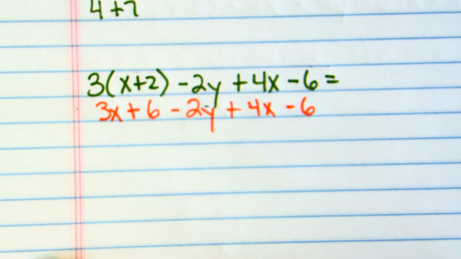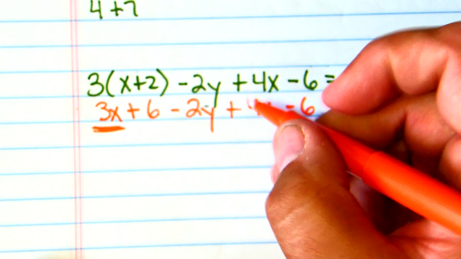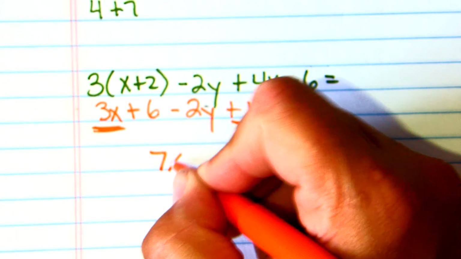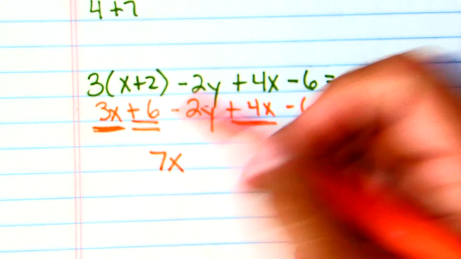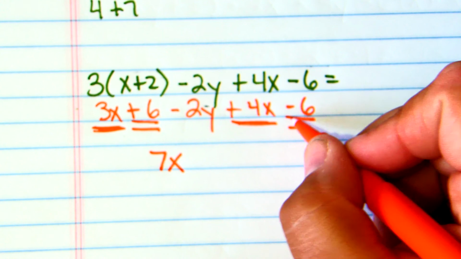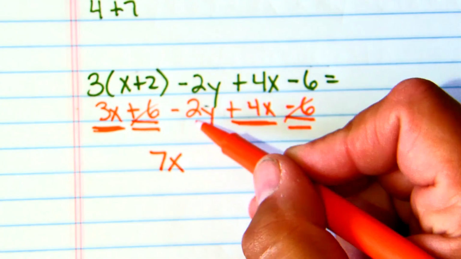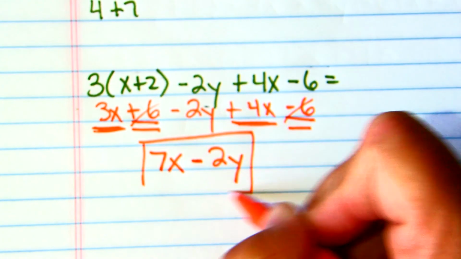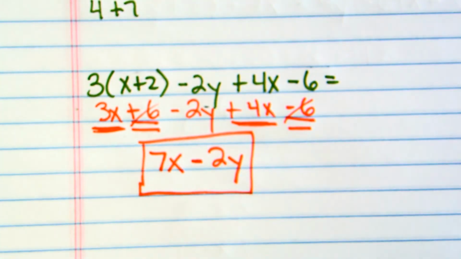Now I'm going to go through and combine like terms. 3x obviously goes with 4x. Add those together results in a 7x. Positive 6 and negative 6, those two zero out. 6 minus 6 is 0, and leaves me with 7x minus 2y for my answer. And that's as far as I can take it. So in order for terms to be like, they either have to have the same variable, if they have a variable, with the same exponent, or we just add our constants, or just our numbers without variables.